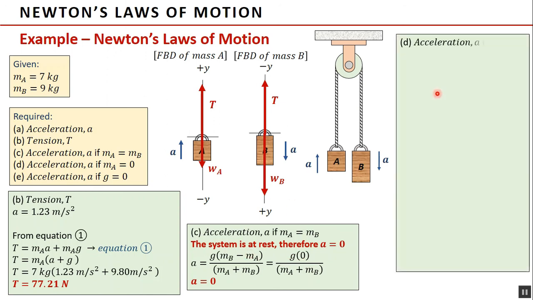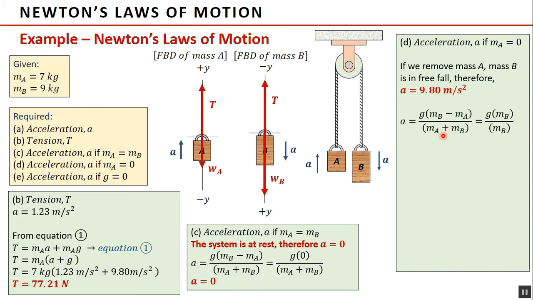For letter D, again, simple reasoning works here. If we remove mass A, mass B is in free fall, therefore its acceleration will be equal to gravitational acceleration, 9.8 meters per second squared. We can verify this again using this equation. If we remove mass A from the system, then from this equation mass of A is 0. So we can eliminate mass of A, then the equation is reduced to g multiplied by mass of B divided by mass of B. We can cancel out mB. Therefore, A is equal to g.